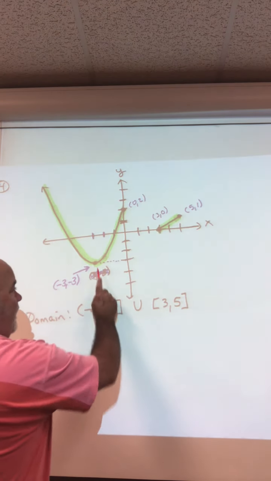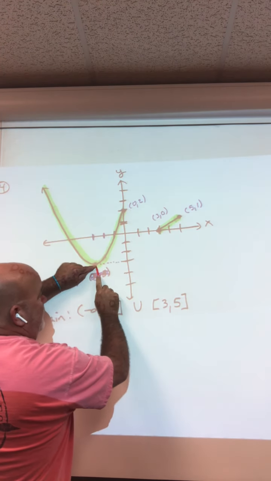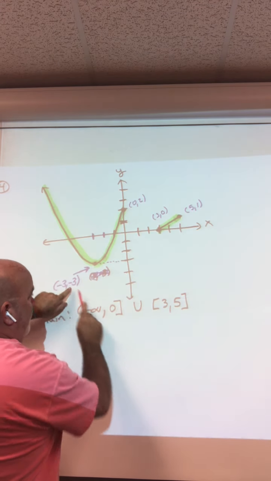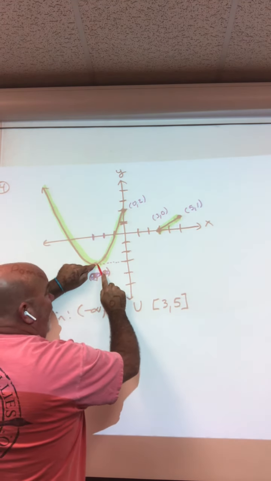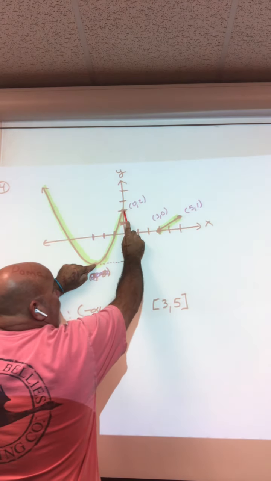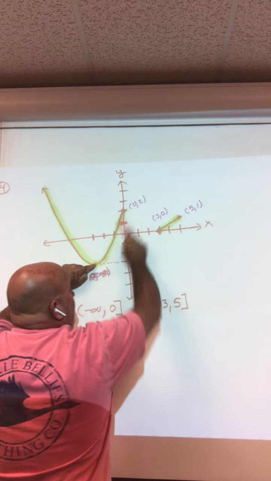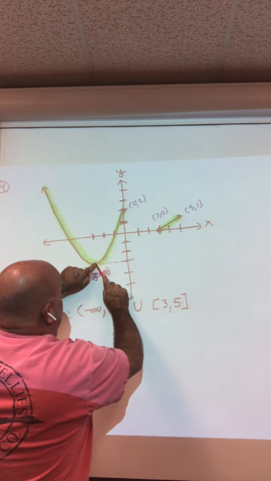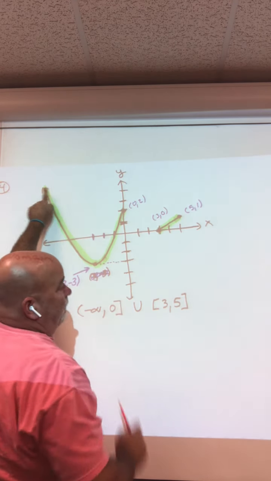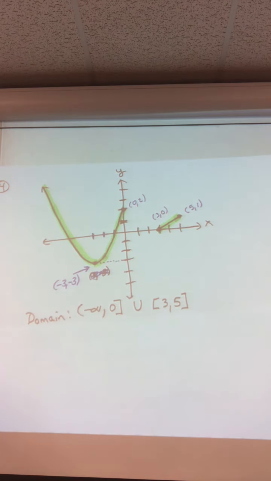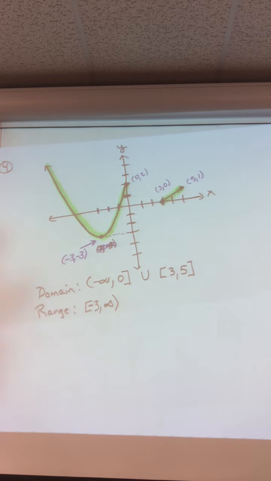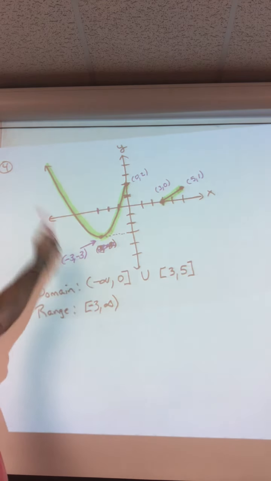The range is how far the graph goes from the bottom. That's at negative 3. That's the lowest point on the graph, at negative 3. Now, how high does it go? Well, if you go from here to here, it goes up to 2. But if you go the other path, it covers all of these. So 0 up to infinity. I'm sorry, negative 3 up to infinity. Negative 3 up to infinity.